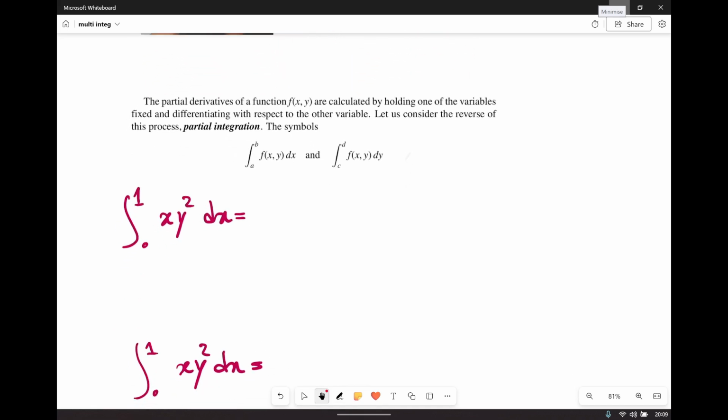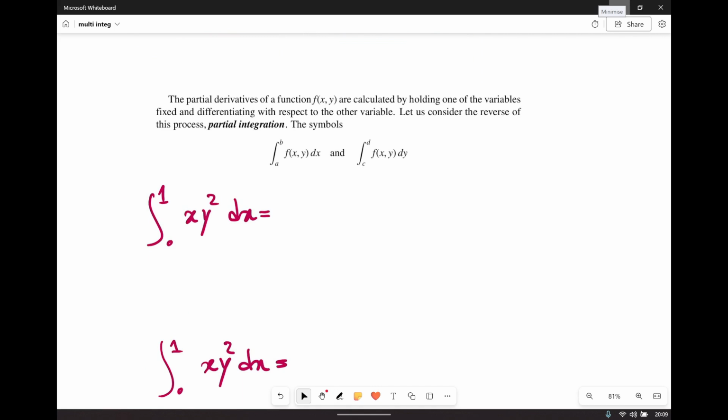In this section we're going to discuss something in 2 dimensions, and after integration you can calculate surface values. Without any further ado, let's get started. At first I'm going to calculate partial integration. What's the meaning of that, guys?